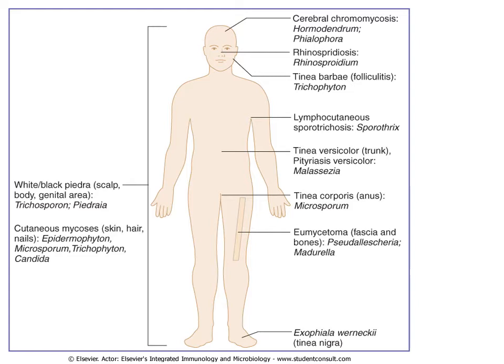Fungi also have an ability to cause infections of the brain. You can see cerebral chromomycosis, and then again nasal parts, especially the turbinates of the nose, and again skin, especially hairy skin in males. It goes by the lymphatic pathway, lymphocutaneous. It can also appear on the front of the abdomen. It can also appear on the genitals, especially the anal canal, tinea corporis, and Eumycetoma. Remember we talked about mycetoma.